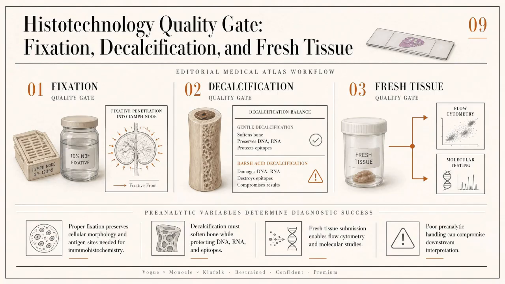In summary, the quality gates of fixation, decalcification, and fresh tissue management are integral to the histotechnology workflow and directly influence the accuracy of multi-parameter diagnoses in mature lymphoid neoplasms, Hodgkin lymphoma, and plasma cell disorders. Mastery of these processes enables histotechnologists to safeguard specimen integrity, optimize staining quality, and support the complex diagnostic reasoning required in hematopathology. As we proceed, we will explore how peripheral blood film review complements automated screening methods by detecting subtle lymphoid abnormalities, further enhancing our diagnostic capabilities.